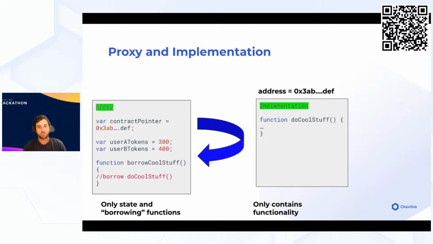And a little bit of terminology here. When we use proxy contracts to create upgradable smart contracts, we call the contract the proxy points to the implementation contract, since it contains all the functionality of the smart contract, but it really shouldn't contain any of the state of that smart contract, right? So you'll see here, the proxy again is only state and borrowing functions, right? Functions that borrow from the implementations. And the implementation simply includes all of our business logic, like do cool stuff.